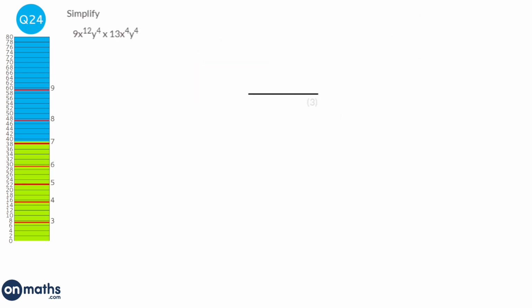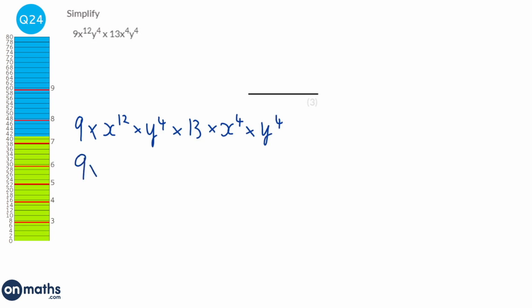There's a lot going on with this question, so I'm going to put in all of the times signs that we don't normally show. So we've got 10 times 12x times y to the power 4 times 13 times x to the power 4 times y to the power 4. And I'm going to reorder these to put the numbers together, first of all. And with multiplying, it doesn't matter which way around you do it, so I'm not changing anything.